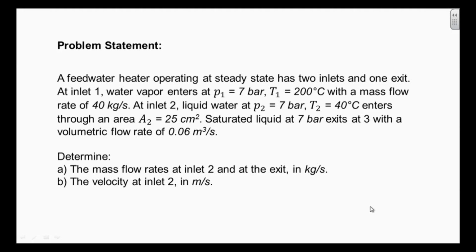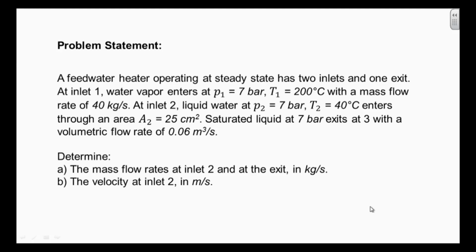At inlet 1, water vapor enters at P1 equals 7 bar and T1 equals 200 degrees C with a mass flow rate of 40 kilograms per second. At inlet 2, liquid water at P2 equals 7 bar, T2 equals 40 degrees C enters through an area A2 equals 25 square centimeters. Saturated liquid at 7 bar exits at 3 with a volumetric flow rate of 0.06 cubic meters per second.